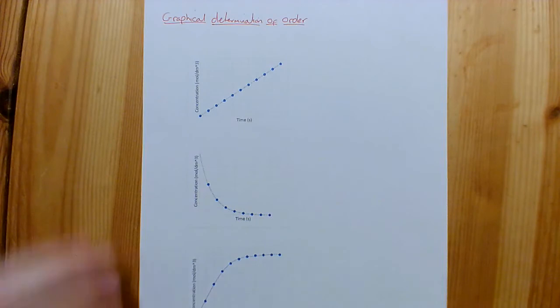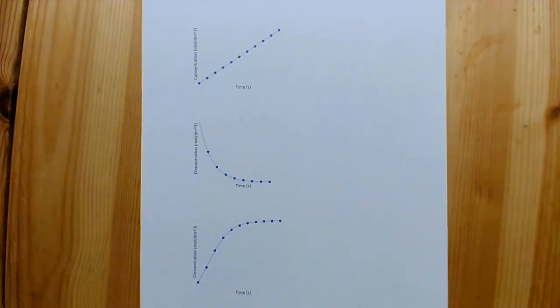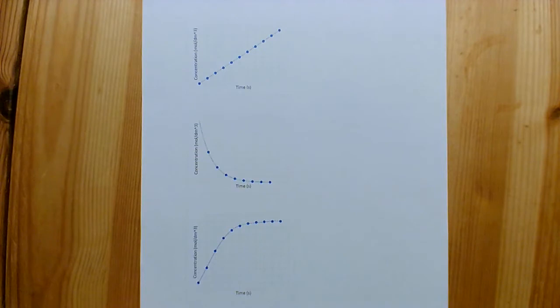So I've got 3 concentration time graphs here, different shapes, different effects on rate, and you can see clearly that the rate differs in all of these because in a concentration time graph, the rate is represented by the gradient of the line, and you can see very clearly that the gradients are very different in these graphs.